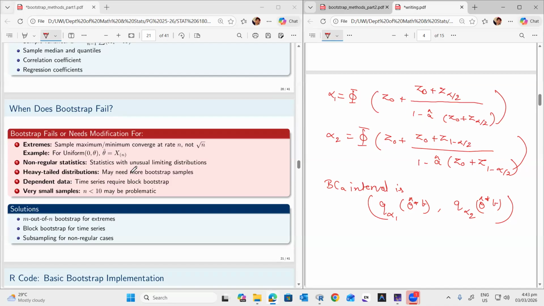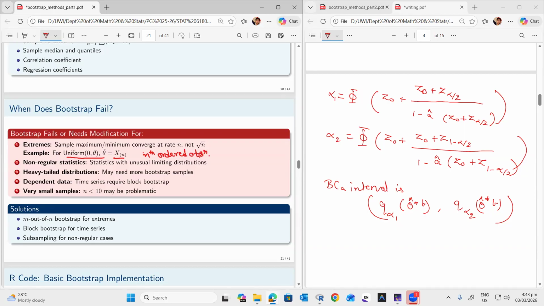For example, for the uniform distribution, theta cap is basically the estimate for theta when X follows the uniform distribution, and that is Xn. What is Xn? Xn is the nth ordered observation. All right. So n is not involved here in that observation, so you cannot use the bootstrap method here to estimate.